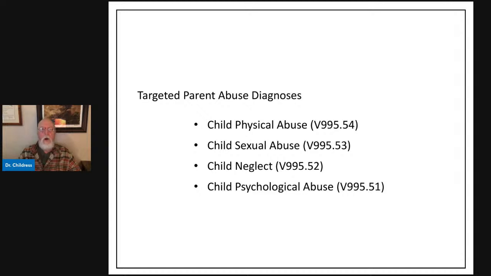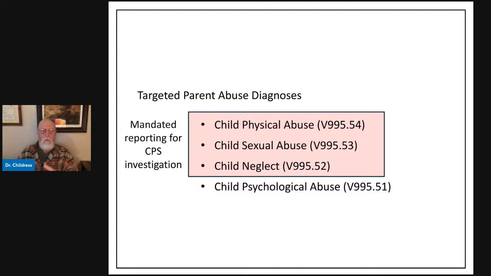So that would be our first rule out. Is the targeted parent abusing the child in some way? And we have 4 types of child abuse. Now, in terms of assessing child abuse, the concerns or suspicions of physical abuse, sexual abuse, or neglect are mandated reports to Child Protective Services for investigation. And I'll discuss why that's really important in a moment.